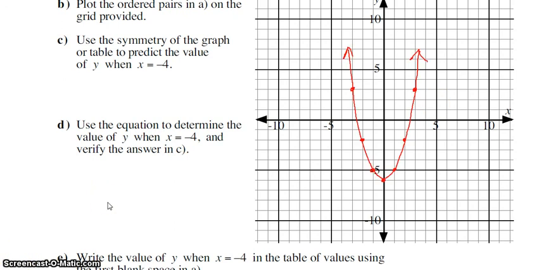Use the symmetry of the graph or table to predict the value of y when x is equal to -4. So you can see it's symmetrical. So for -4, there's one more point, which is 10 here. Okay, I didn't plot that point, so you can just plug it into the equation and you will see it as well.